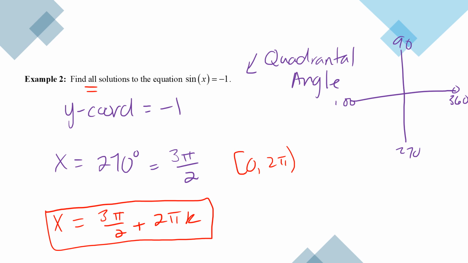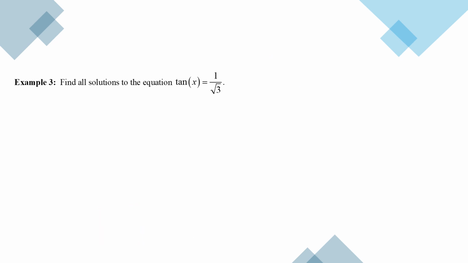All right. Any other questions? Comments? All right. Let's look at tangent example. So for tangent, we have tan x equals 1 over the square root of 3. Because of just using our knowledge of how tangent works, tangent is your y coordinate divided by your x coordinate. So we're looking for, first off, we need a positive tangent.